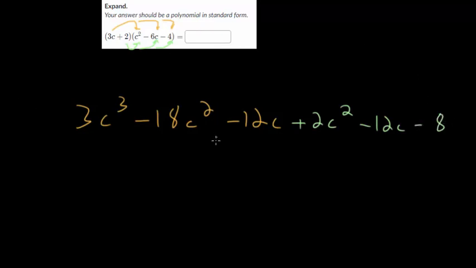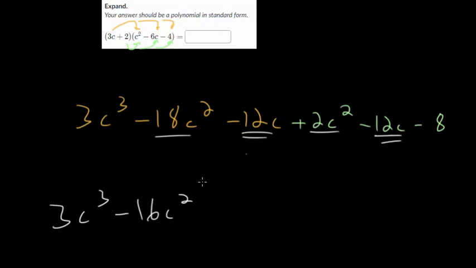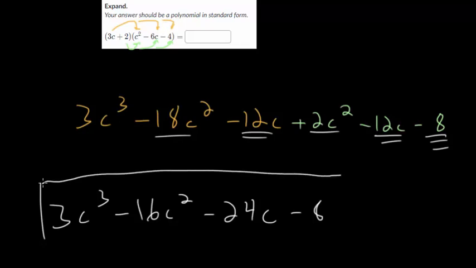And at this point, we just combine like terms. So there's only one cubic term. And it looks like there's 2 square terms. So that would make it minus 16c squared. And then we've got 2 terms with c. So that's minus 24c. And at the end, we've got this constant term, but there's no other constant, so we'll just tack the minus 8 onto the end of this. So when you multiply these together, you do get a third-degree polynomial.